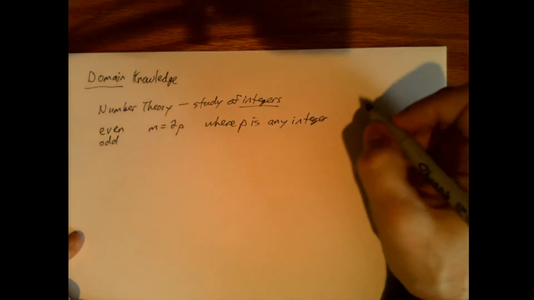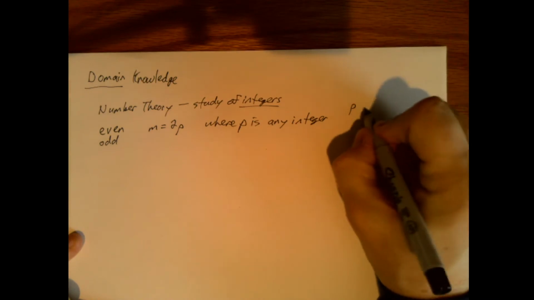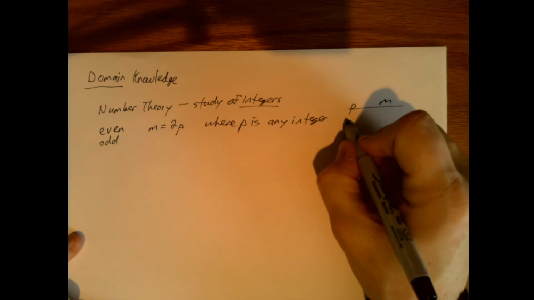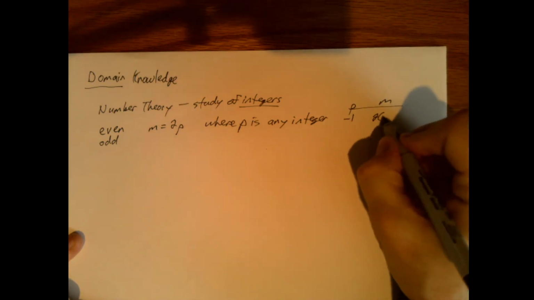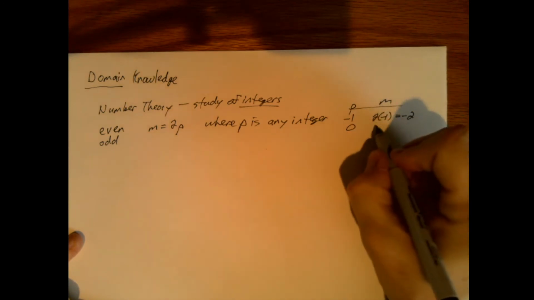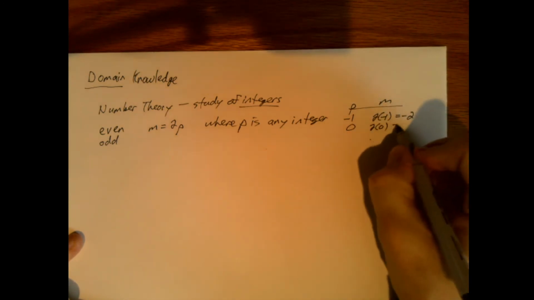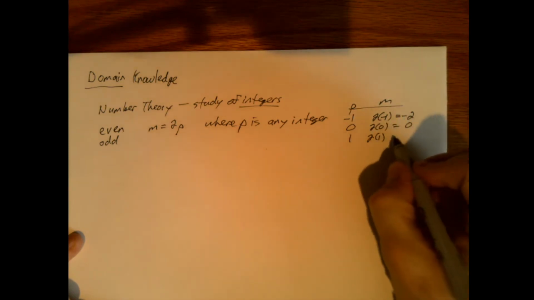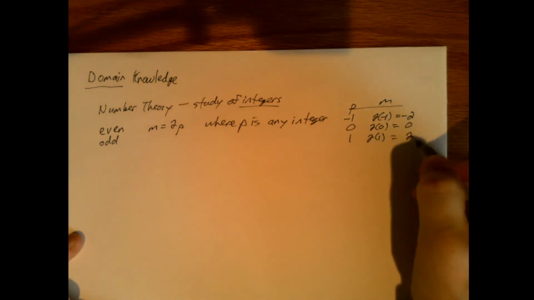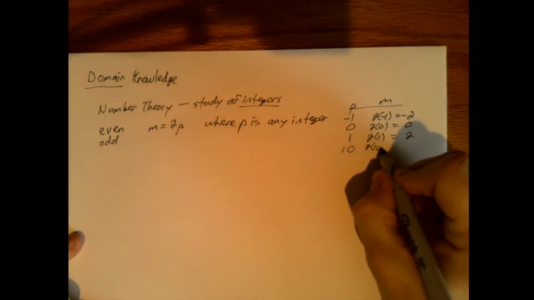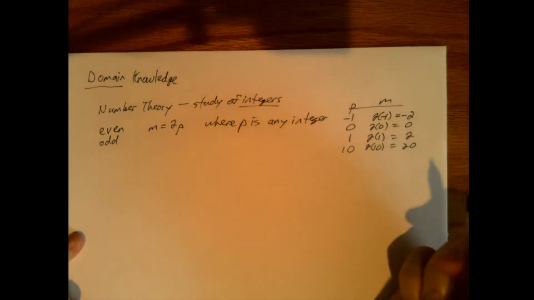But if we can write m as 2 times some integer, then we would call that even. So we'll have a couple of examples. Let's do p and m. So let's say p was negative 1. Well, it's 2 times negative 1, which is minus 2. That's considered even. 0. 2 times 0 is equal to 0. 0 is considered even. 1. 2 times 1 is 2. Surely you know that's even. 10. 2 times 10 is 20. That's even, and so forth.